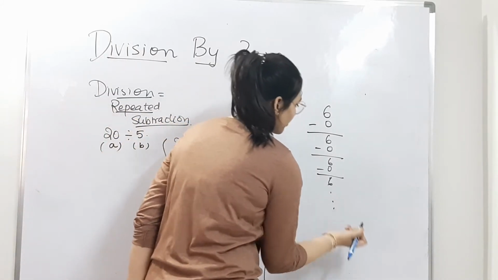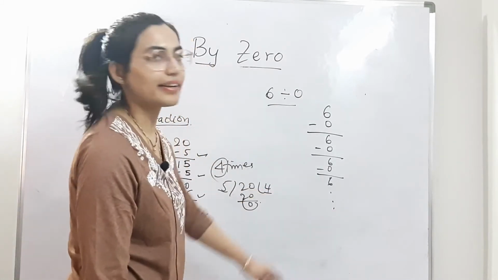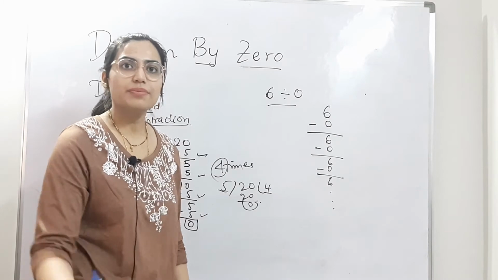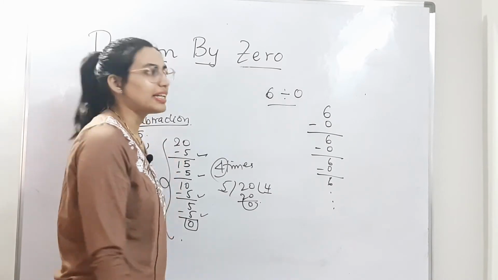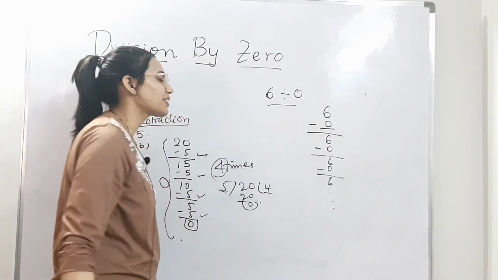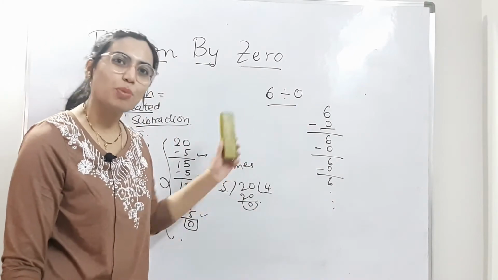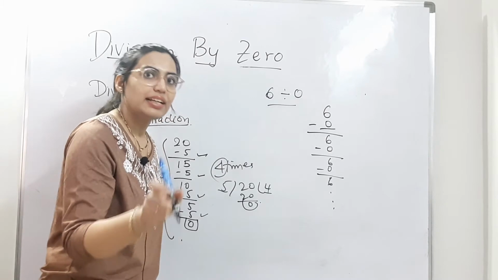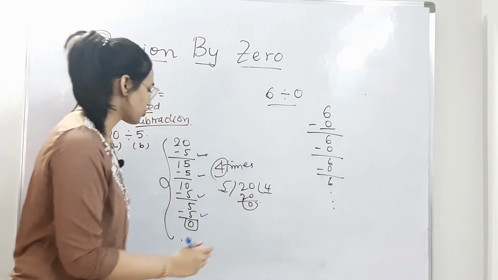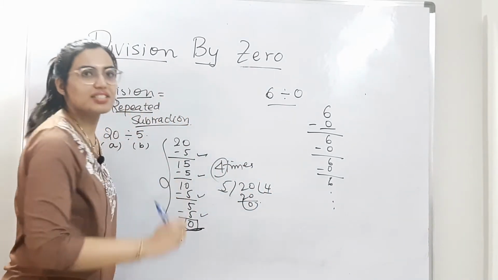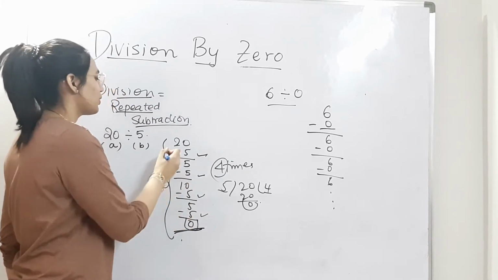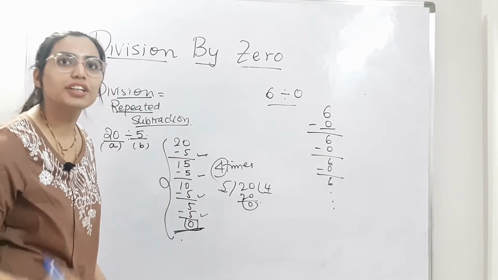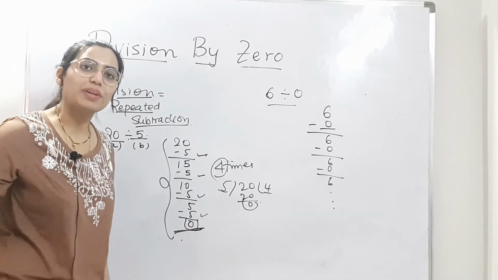And so on. There is no end. After you subtract 0 from 6 and keep on repeatedly subtracting, you need to have an end point. End point as in there should be a stop. Here 0 is the stop. That's how we could divide 20 by 5, because it is possible to divide a number into so many parts.